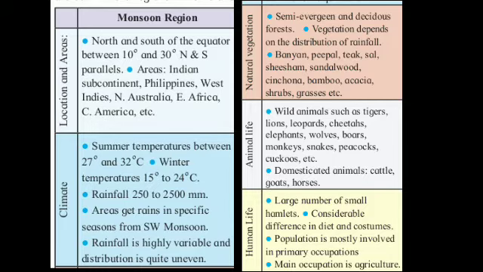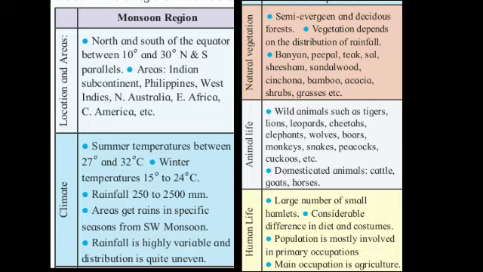Now climate. Summer temperature between 27 to 32 degrees Celsius. Winter temperature 15 to 24 degrees Celsius. Rainfall 250 mm to 2500 mm. Areas get rain in a specific season from the southwest monsoon. Rainfall is highly variable and distribution is quite uneven.